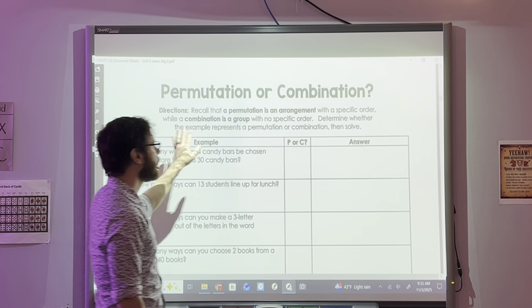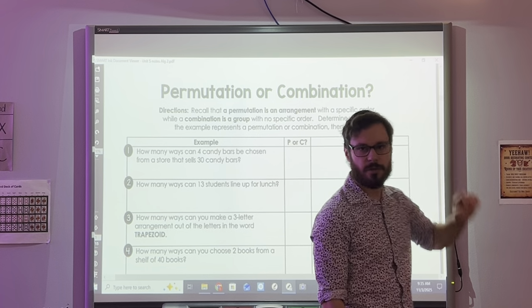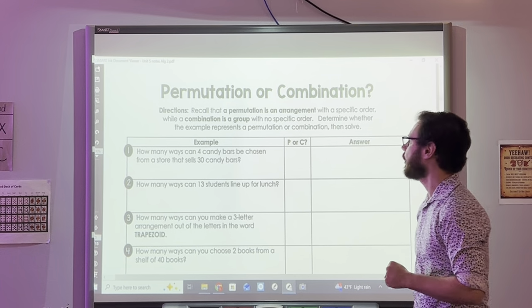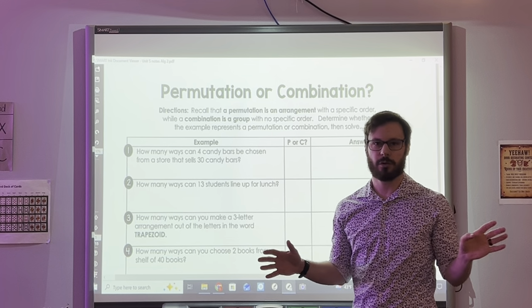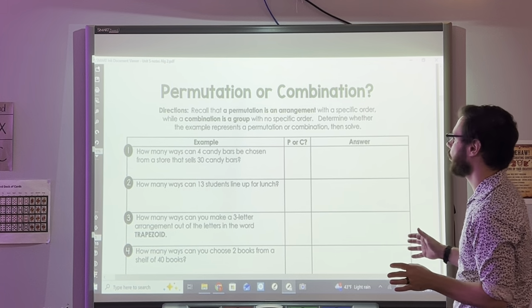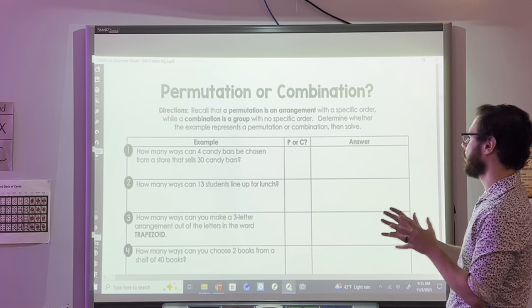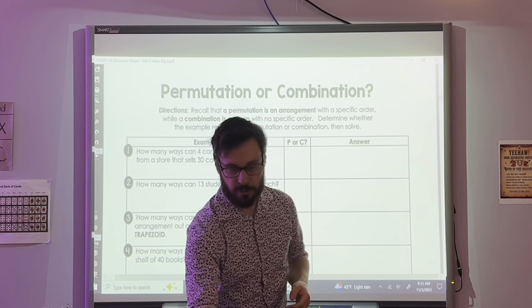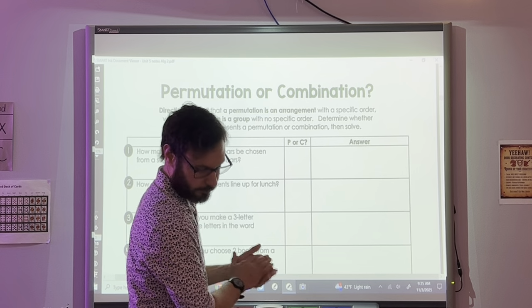So if you remember that a permutation needs specific order. Order matters. If I pick someone, I can't pick again. A combination says no specific order. Determine whether each of these statements represents a permutation or a combination, and then give an answer. I will do the first one for you.